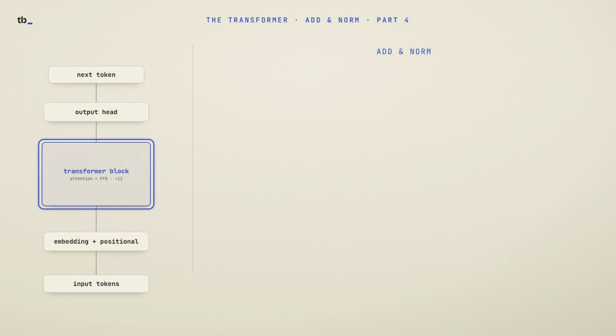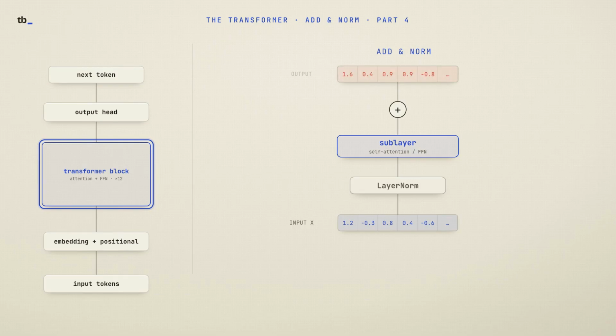Two small steps wrap every sublayer, and they make deep transformers trainable. First, the residual connection. We take the sublayer's input and add it straight back to its output. Nothing gets replaced. The new information is just added on top. That gives gradients a clean path down, so even a very deep stack can train.